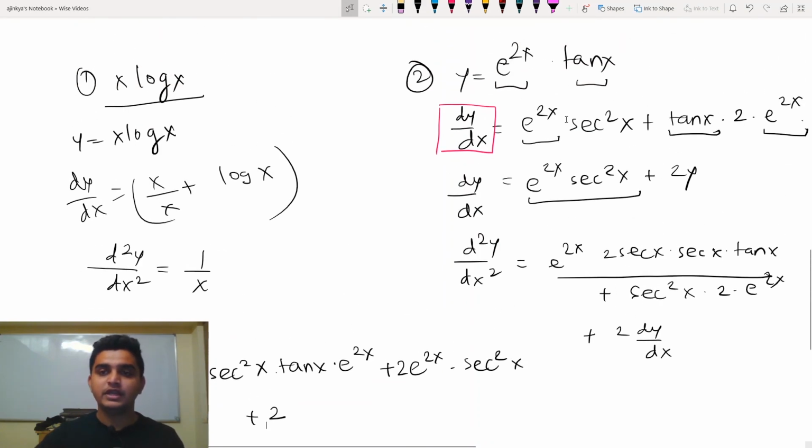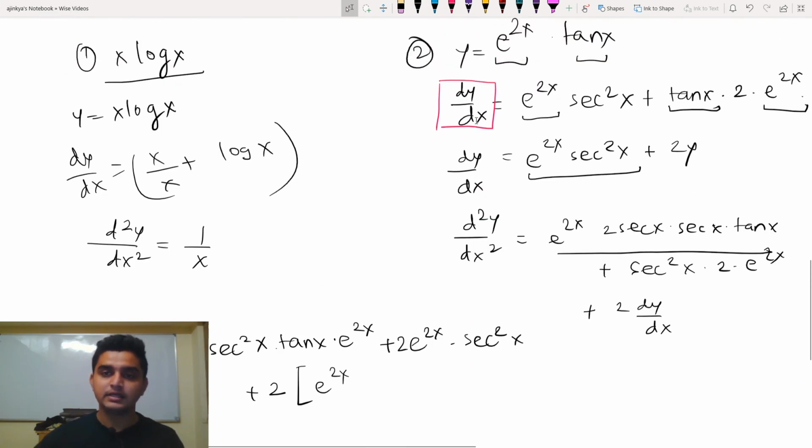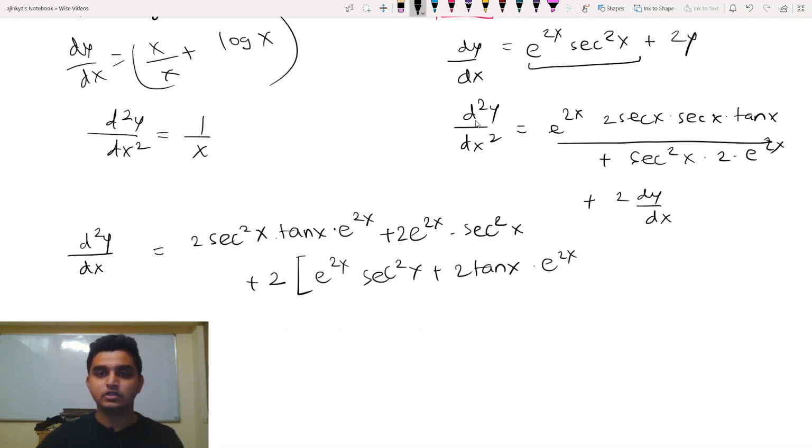So the dy upon dx term is nothing but e raised to 2x times sec square x plus tan x times 2 plus e raised to y, and we have to write the whole term, so e raised to 2x as it is, and then we have sec square x plus 2 times tan x times e raised to 2x. So this is your original term from here, and now we can simplify this.